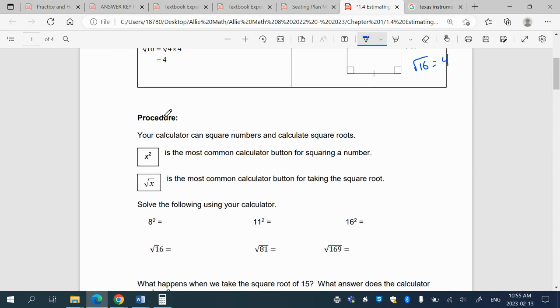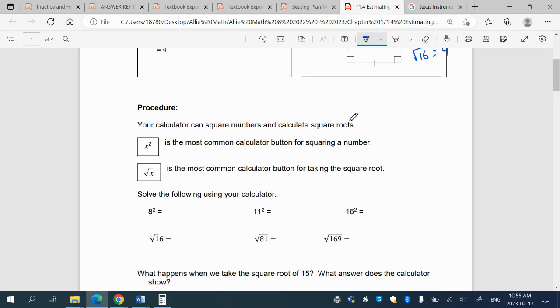So the procedure: your calculator can square numbers and calculate square roots. This here, x squared, is the most common calculator button for a square number. That's how it looks on my favorite calculator, and I'll show you that in a second. And this radical sign with an x underneath is the most common calculator button for taking the square root. It's not how it's shown on my favorite calculator. It's just shown like this on my favorite. And you actually have to press the second function button. I'll show you right here.